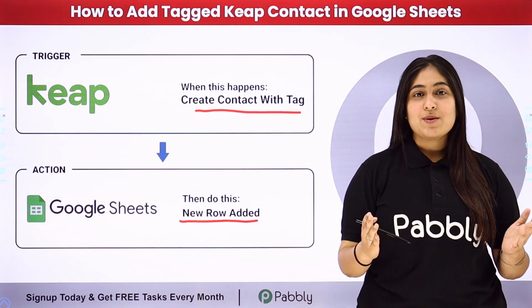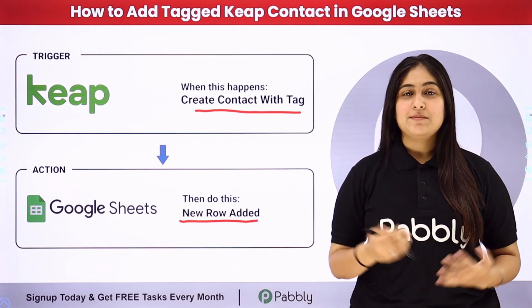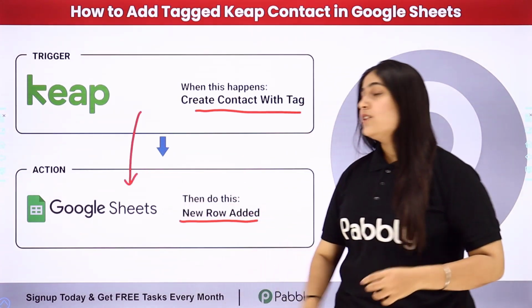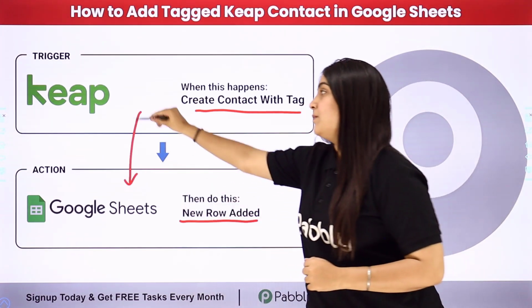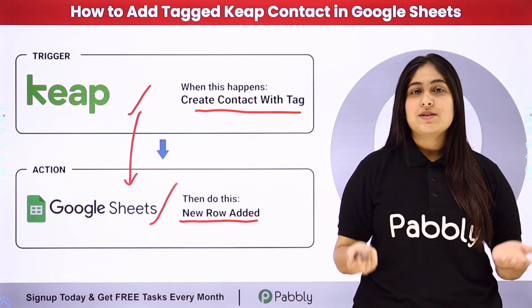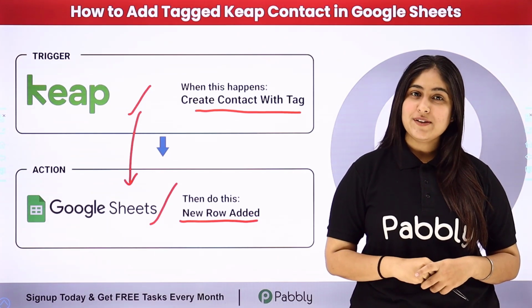So to automate this process, we will use an automation software named Pabbly Connect, in which we need to connect a trigger and an action. In this process, our trigger application will be Keap and our action application will be Google Sheets. So to learn this process step by step, let me take you to my screen.